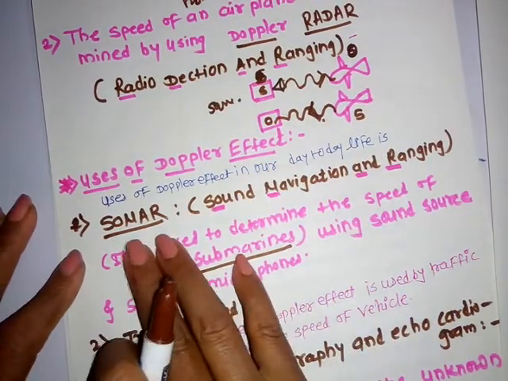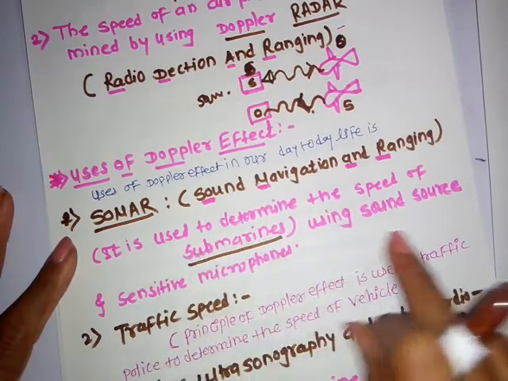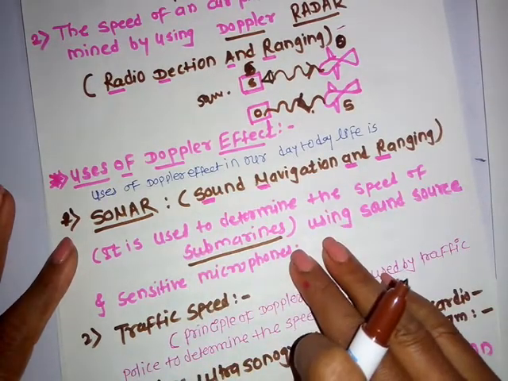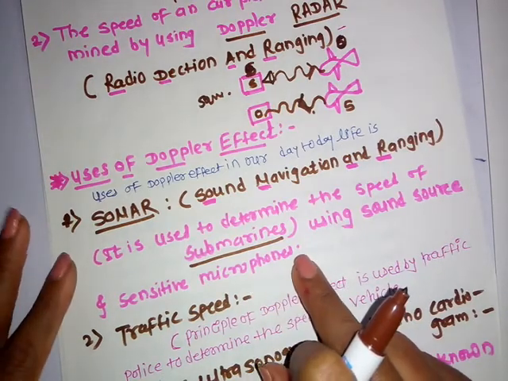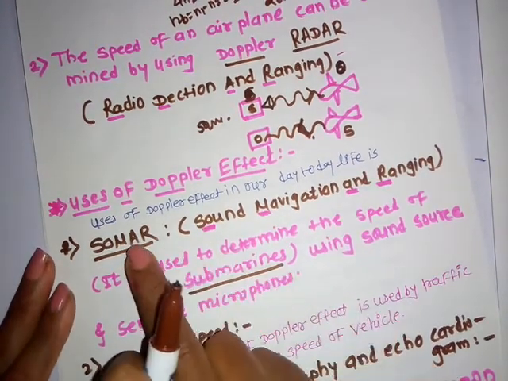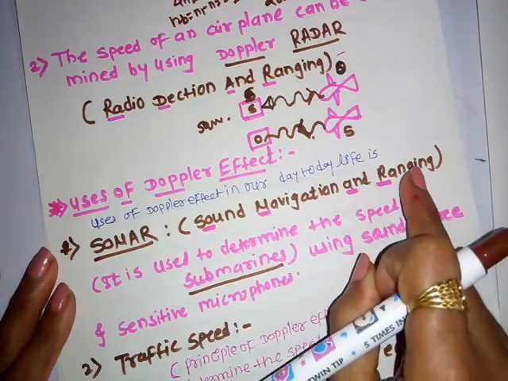First one is sonar, means the sonar system, it is used to determine the speed of a submarine using a sound source and sensitive microphones. Here the full form of sonar is sound navigation and ranging.